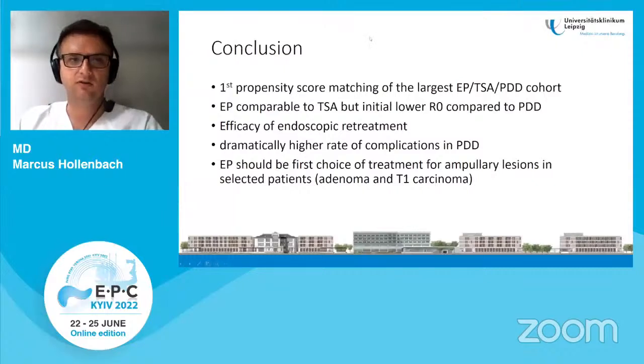So I may conclude our results. These are the results of the first propensity score matching of the largest cohort of ampullary lesions that were treated endoscopically or surgically. We could clearly show that endoscopic papillectomy is comparable to surgical ampullectomy, but it showed an initially lower rate of complete resection compared to pancreatoduodenectomy. However, we were able to show the efficacy of endoscopic retreatment, and we highlighted the dramatically higher rate of complications in the PDD group.